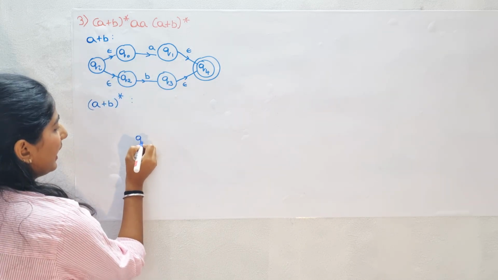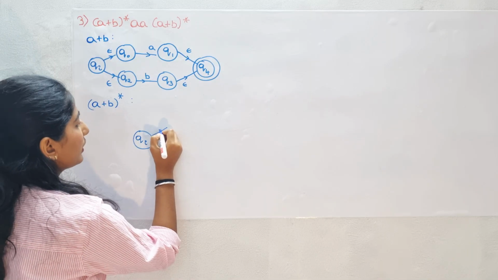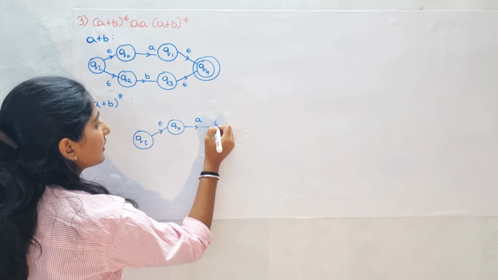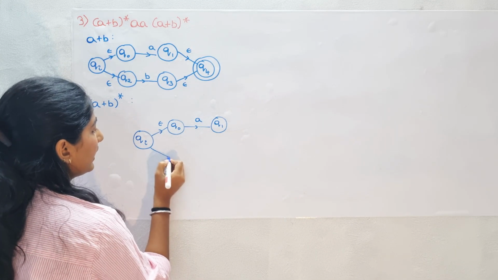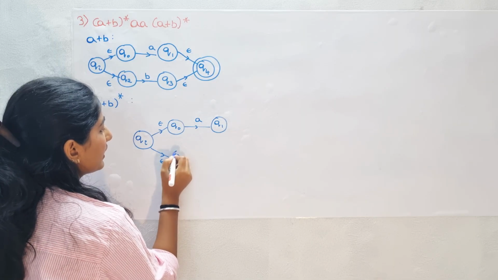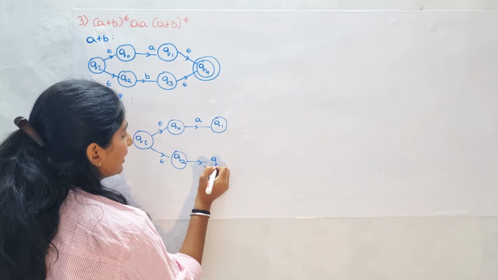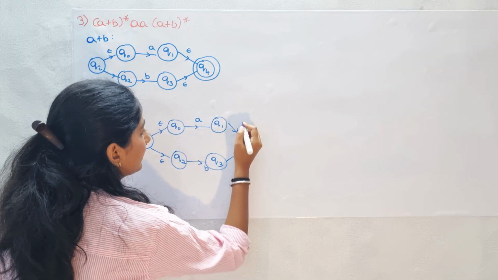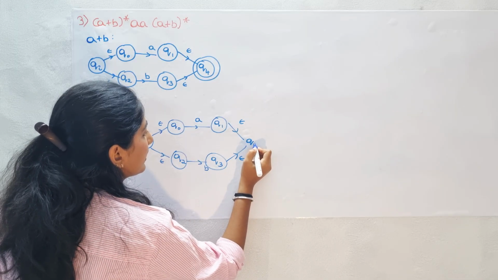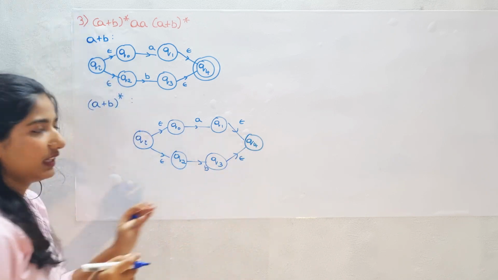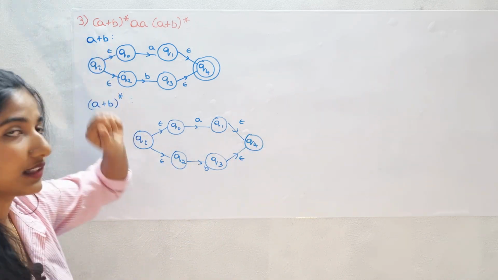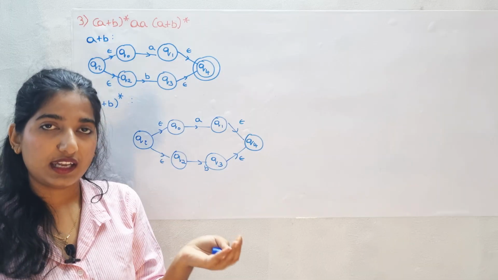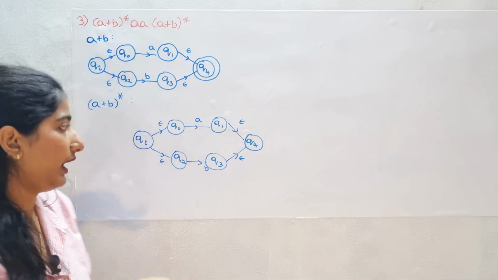Write a plus b as it is. Here I am going to choose whether a or b, right? q0 on a, it will be moving to q1, and if I have b, then I will be moving in this direction, and I am going to choose the final path, that is the common final path on epsilon consumption. I will be moving to the q4. Now a plus b star means 0 or more occurrences of a or b. Clear?